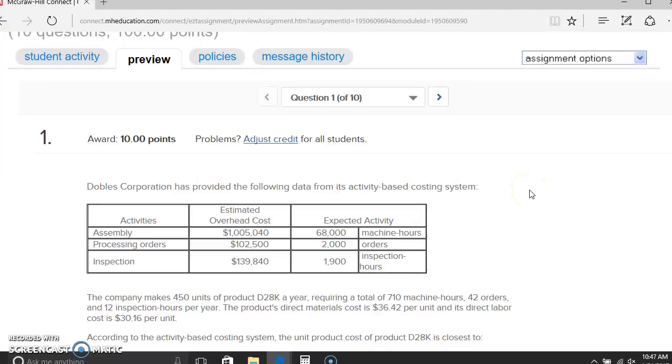Okay, let's talk about activity-based costing. Not a particularly easy concept, so we're going to go over this. It might take a couple videos. The whole point of activity-based costing is to figure out what your overhead is. So let's talk about what that even means.